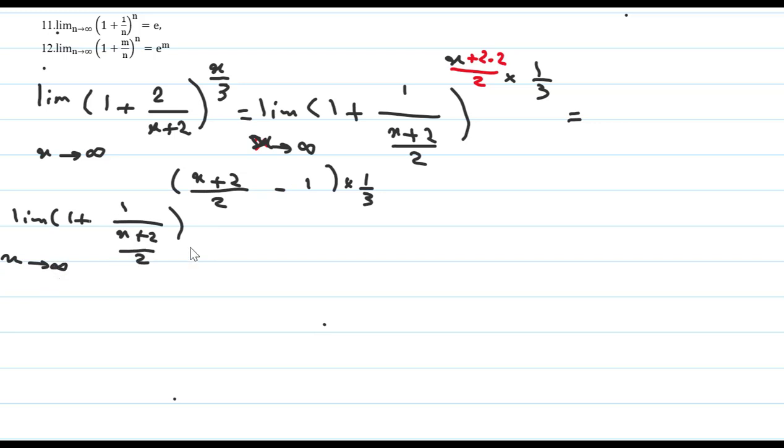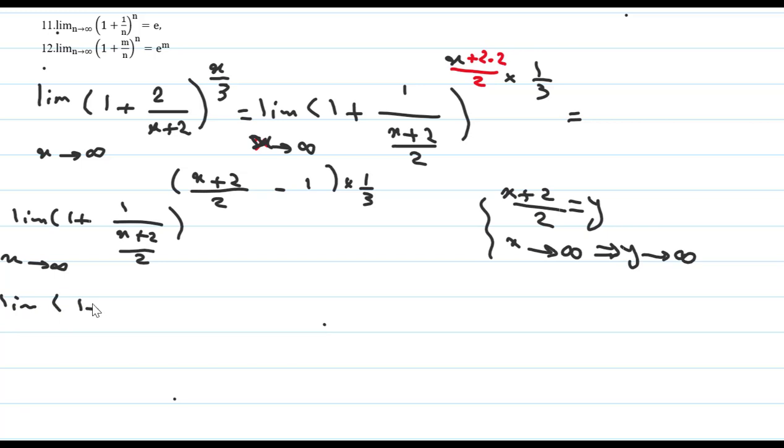Now suppose that (x plus 2)/2 is y. When x approaches infinity, y also approaches infinity. So I write (1 plus 1 over y) to the power y. Now I can separate the minus 1, and bring this one into the denominator. This is then multiplied by 1 over 3, so all of these are raised to the power 1 over 3.